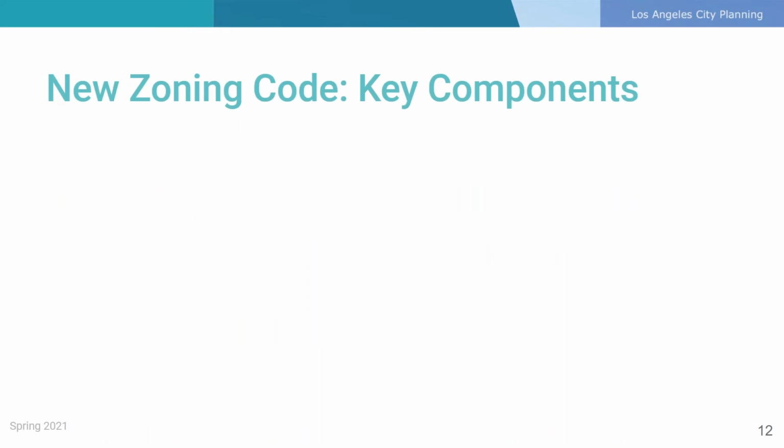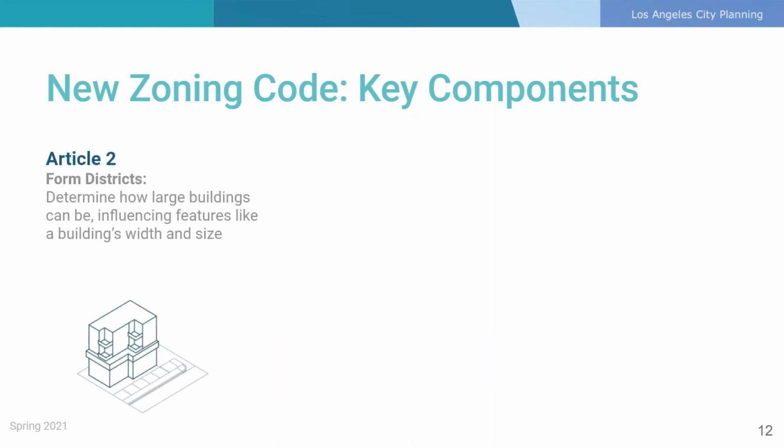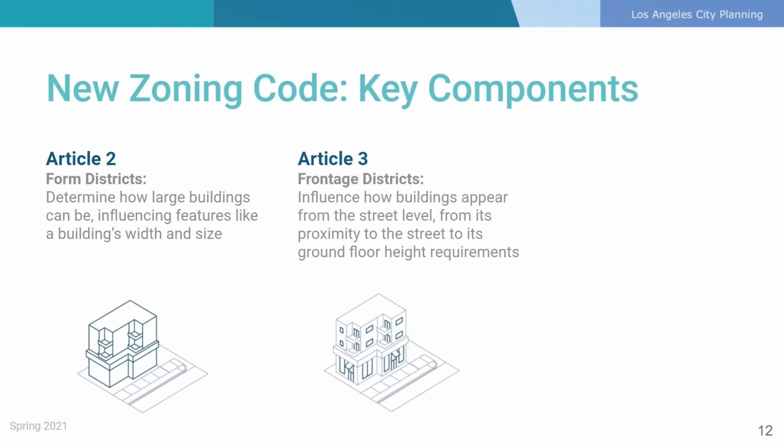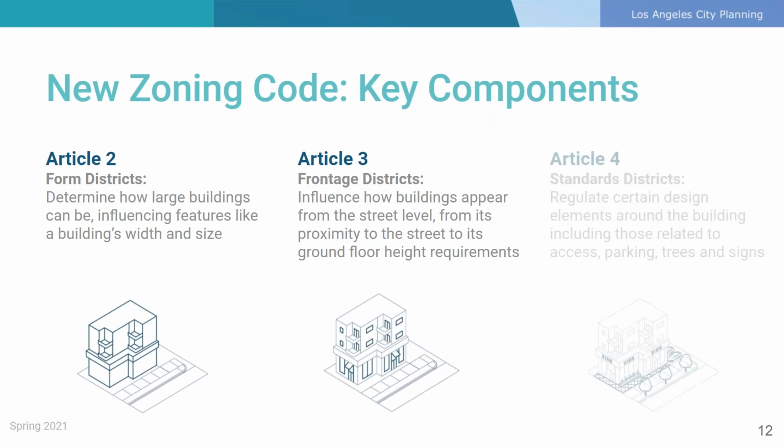The code establishes 5 types of zoning districts that will be applied to every property and that address different facets of how a property can be used and developed. First, there are form districts, which determine how large buildings can be and regulate features like a building's height and width. Frontage districts regulate how a building interacts with its surroundings. Frontage districts address things like the building's proximity to the street and some facets of a building's general appearance at the street level, such as where doors and windows are placed.